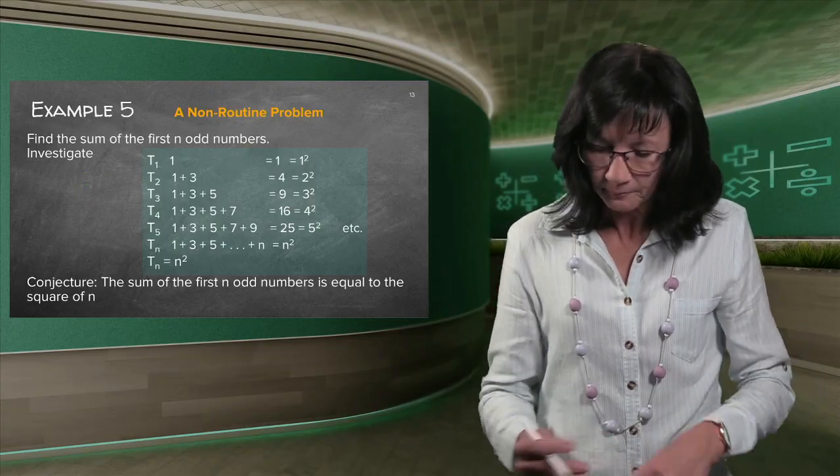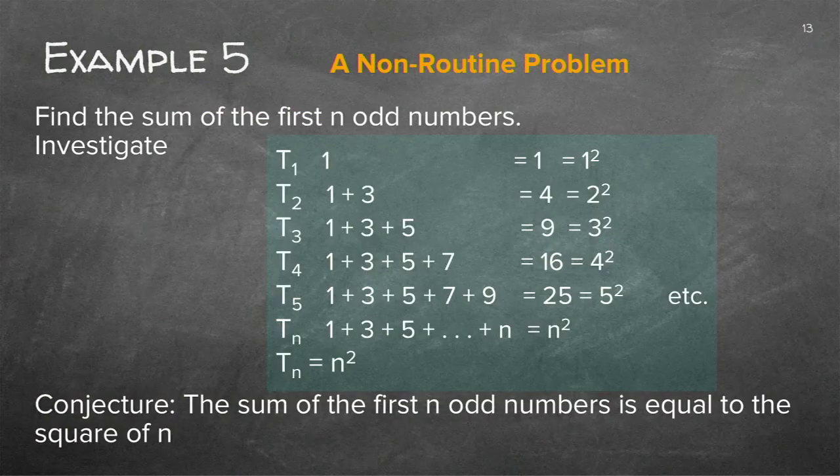Good. Now there's a non-routine problem. So that is not necessarily an arithmetic sequence. So it could be any other sequence. If you look at this conjecture here, the sum of the first n numbers is equal to the square of n. Now, we've done this previously. We've done all the square numbers. If you look here, are all the square numbers, 1, 4, 9, 16.